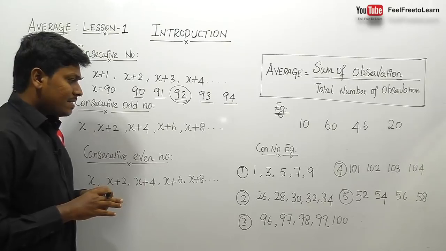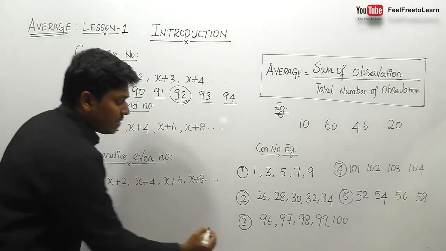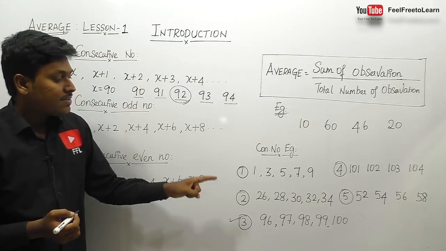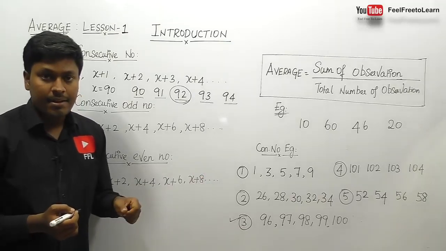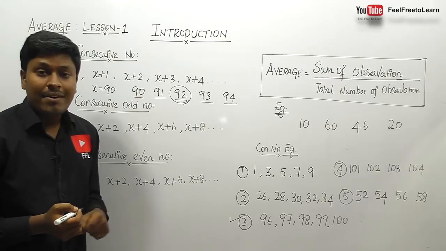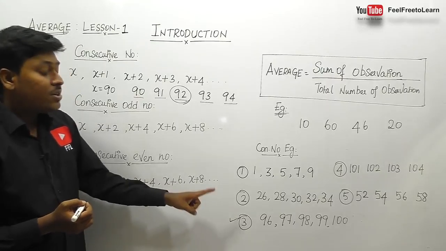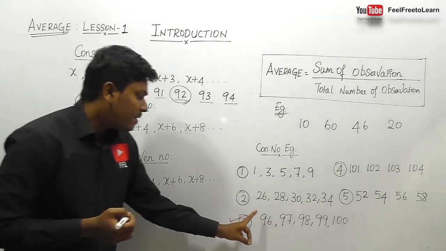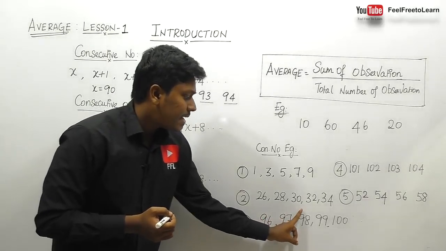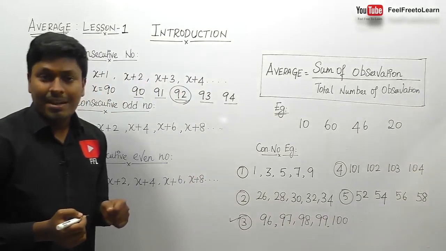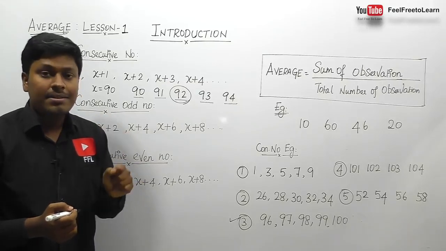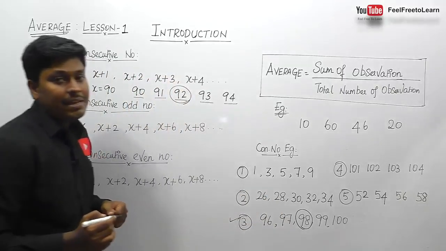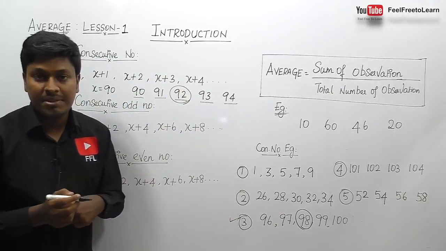So friends, listen here, let me take an example question. Let me take example number 3: 96, 97, 98, 99 and 100, right? If they ask to find the average of these 5 numbers, then we need to check whether it is consecutive or non-consecutive numbers. It is a consecutive number, right? 96, 97, 98, 99, 100. So if it is a consecutive number, then the center number will be its average. So we can say that 98 will be the average for question number 3, right?